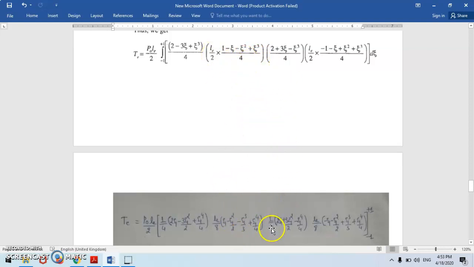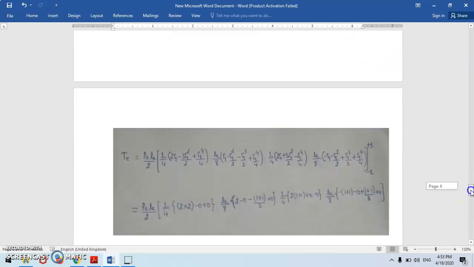Third one becomes 1 by 4, I have taken it outside, so 2 becomes 2 zeta, plus 3 becomes 3 zeta square by 2, minus zeta cube becomes minus zeta raised to 4 by 4. And the last term for H4, Le by 2, again it is 4, I will take outside, so Le by 8 into inside the bracket I will write the integration of this. Minus 1 becomes minus zeta square by 2, zeta square becomes zeta cube by 3, zeta cube becomes, after integrating, zeta 4 by 4. This is what we have got after integrating.